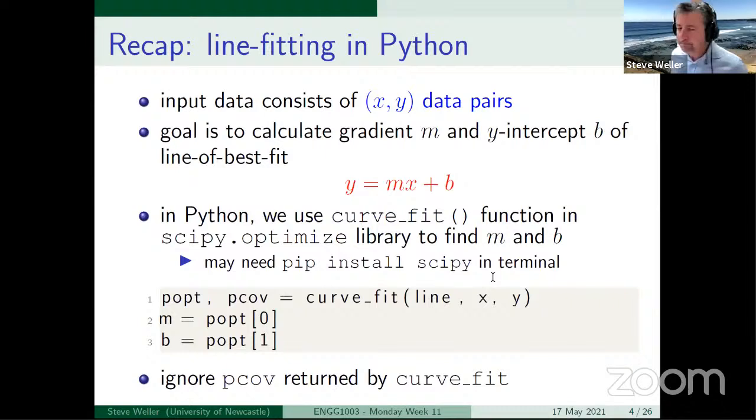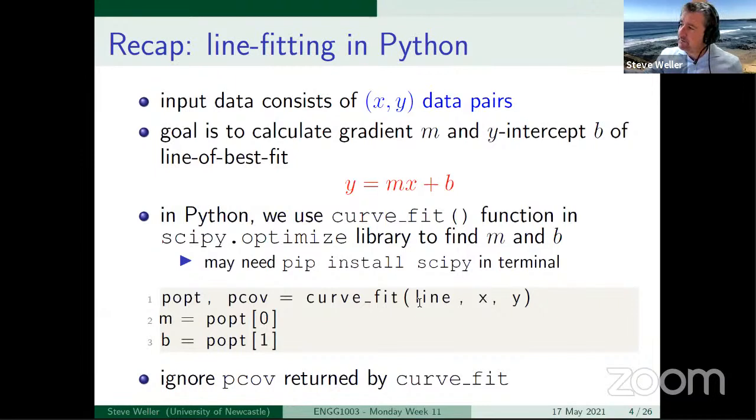There's a curve fit function that comes from the SciPy library, and it takes three parameters. It takes a description of the line, and we'll see the detail of that later. This is just an extract. This line function actually appears in the line fit demo Python file. I'm not going to run it again because I ran it last week. The file's there for you to run should you wish. But this is a description of a line written as a Python function.